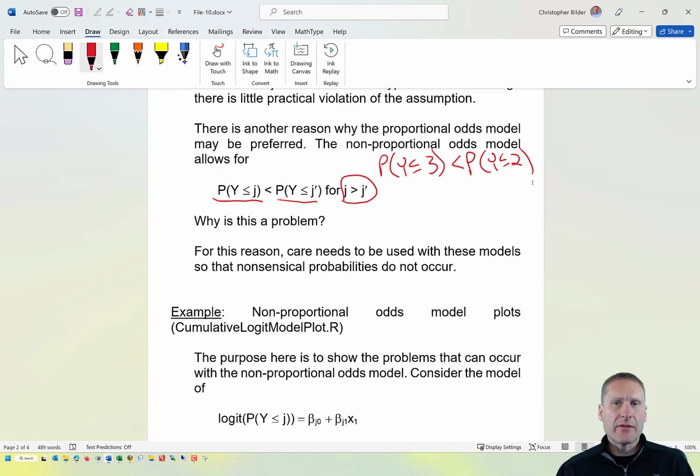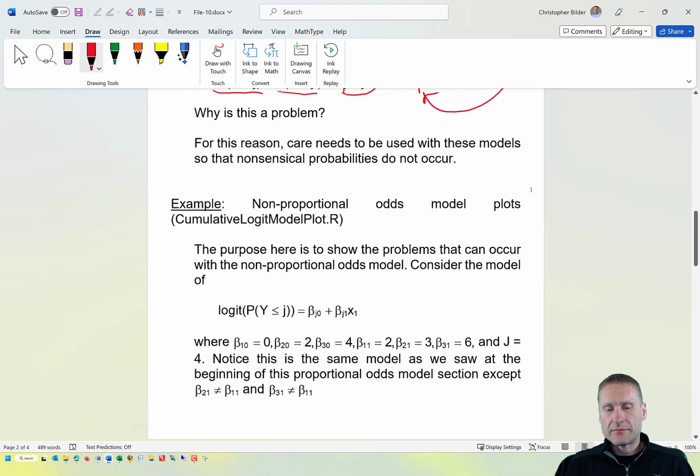That can't happen, because remember, these are cumulative probabilities. So this probability here should include all of that probability plus the probability Y is equal to 3. But unfortunately, the non-proportional odds regression model allows that to happen. Here's an example.